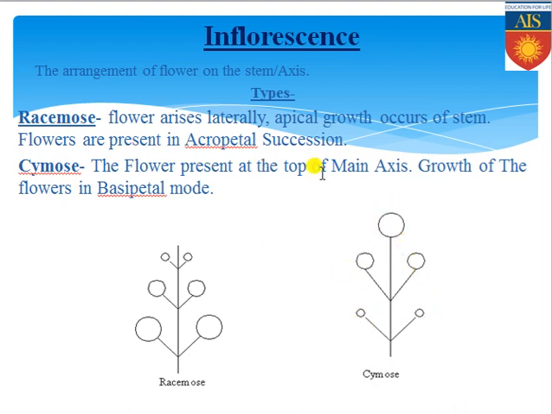Okay, so overall these are the types of inflorescence, racemose and cymose. After the flower, the next part is regarding fruit and seed. We will be discussing fruit and seed in the next video. I think whatever portion we have discussed in this video, we have understood properly.